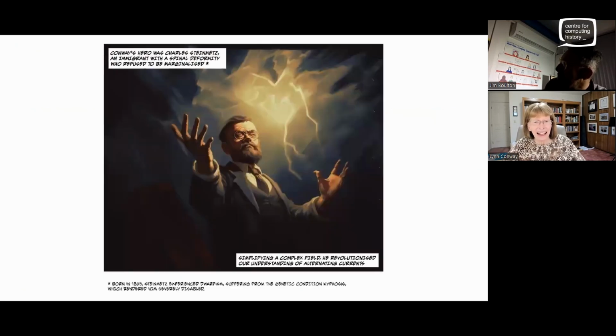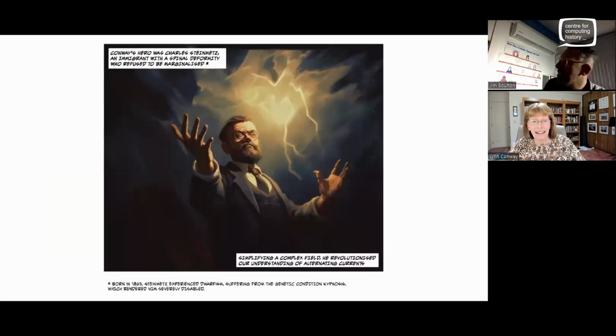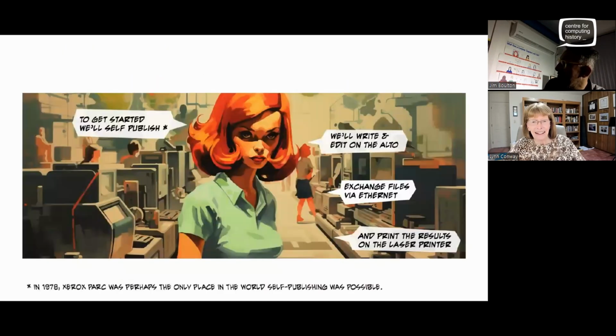The other thing, yeah, so this is Charles Steinmetz, and when I put in the prompt that he had a hunchback, it came up with these almost comical images. And Lynn's saying, actually, these are totally inaccurate and inappropriate. It's a heroic figure, and we need to adjust for that. So eventually we managed to force it to give us a classier image.